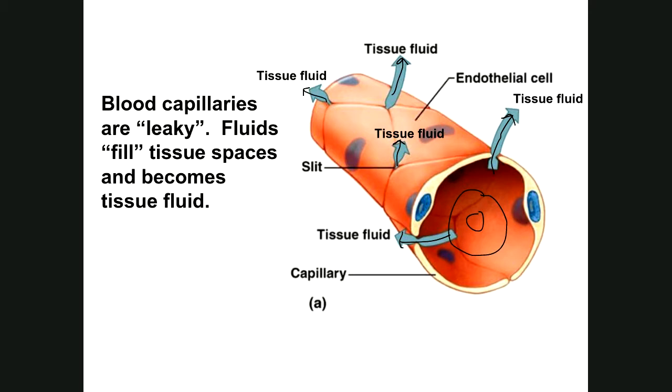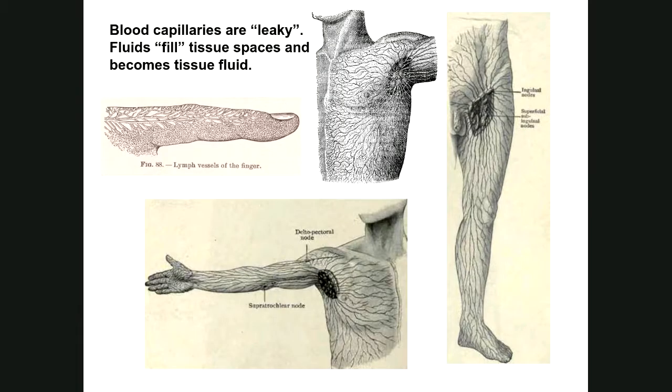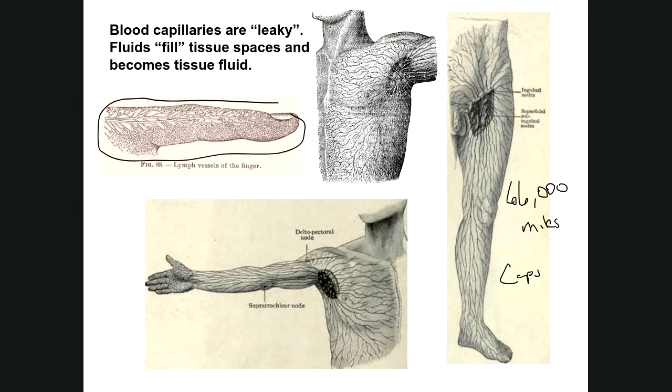It's a little bit like this. Here are all these capillaries. Look how many of them there are. Remember we said that if you add up all of the blood vessels in an average sized person, it's 66,000 miles of blood vessels. And most of these blood vessels are going to be capillaries. Look how many capillaries there are, just in one finger here. Just thousands and thousands of these tiny little capillaries. And remember, they're all leaky.